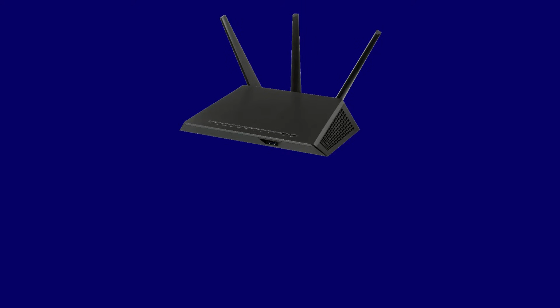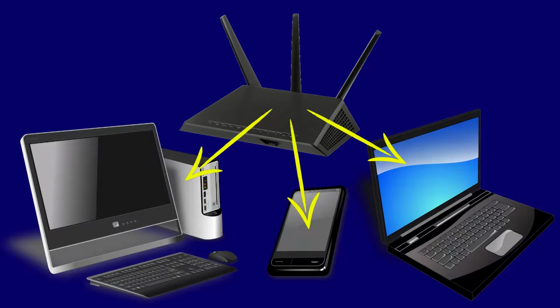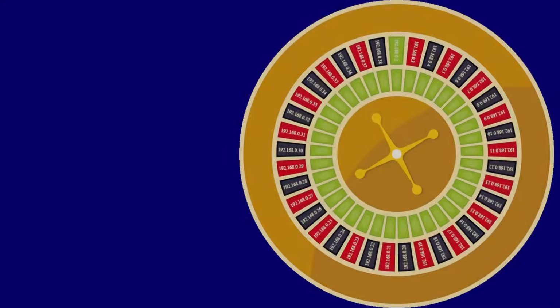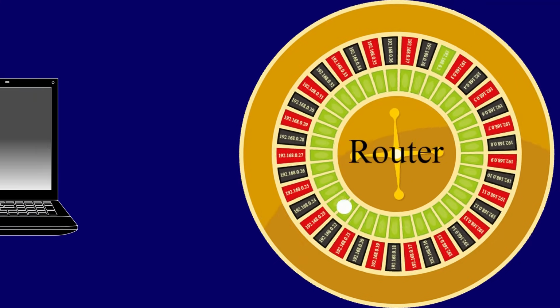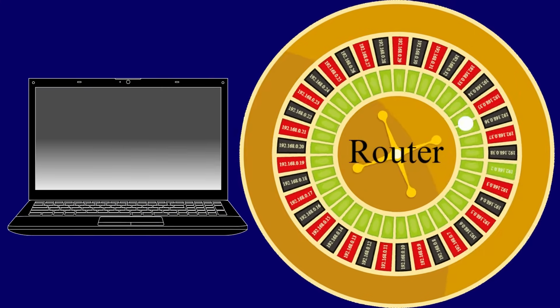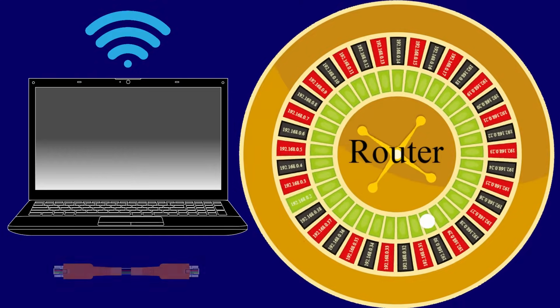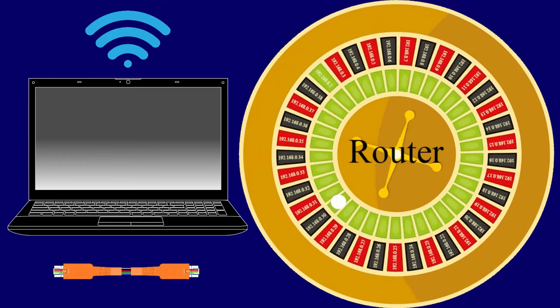Before we get started, let's quickly cover some networking basics. On a home network, your router will typically take care of issuing IP addresses to the devices connected to it. This is a process known as DHCP, or Dynamic Host Configuration Protocol. To help visualize this, let's imagine this roulette wheel is our router and we've just connected a laptop to it. It doesn't matter if this is over Wi-Fi or if you've plugged in a cable, the process is the same.